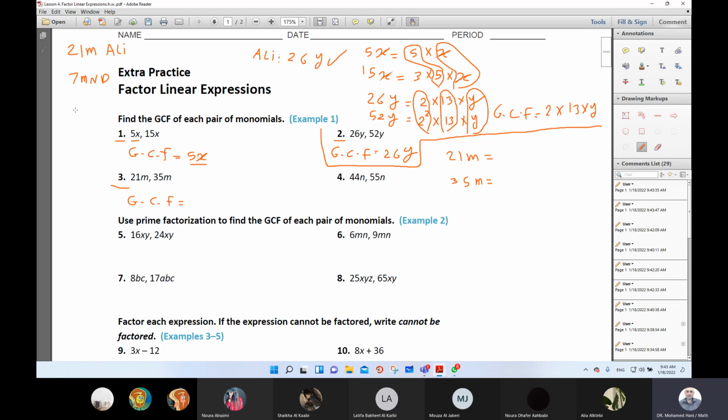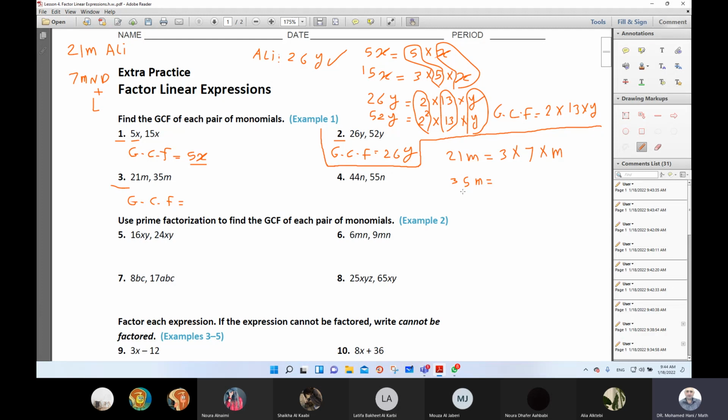Okay, check with me, please. So I take the first monomial. I have the same answer as Noura. What is your name? Latifa. Okay, thank you, Latifa. So Noura and Latifa have the same answer. Check with me. The first monomial, 21M. Find the factors of 21. 21 equals 3 times 7 times M.